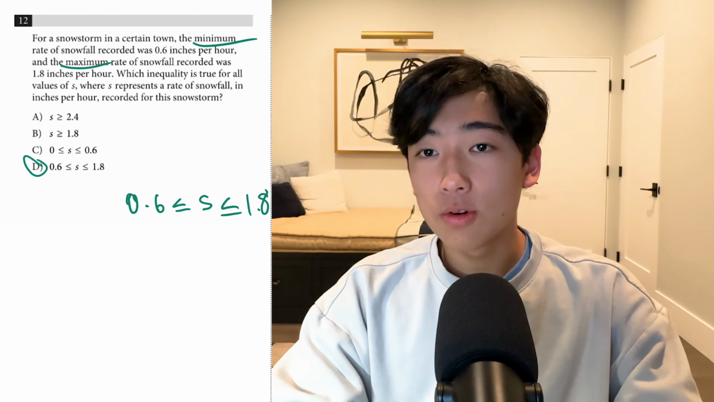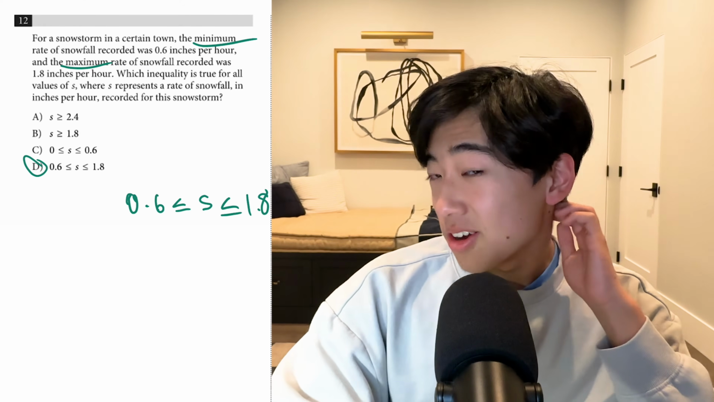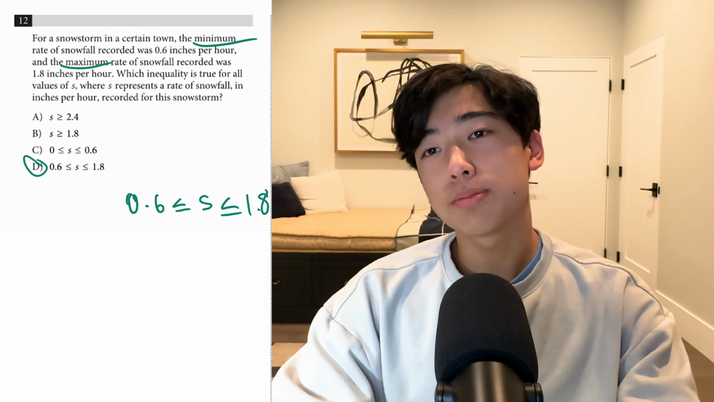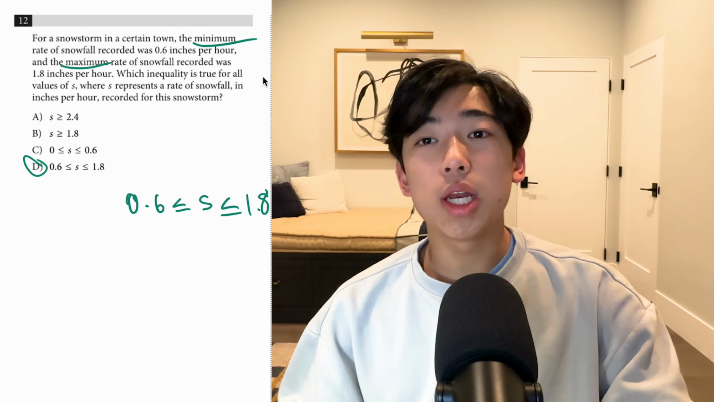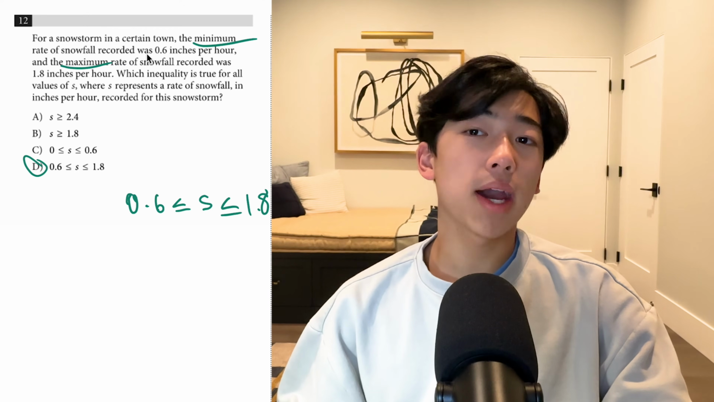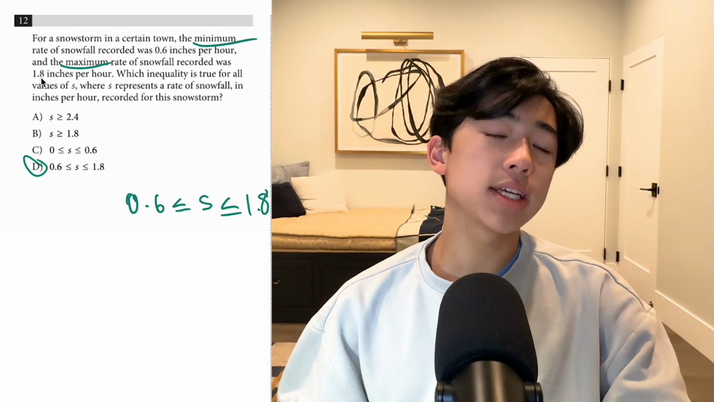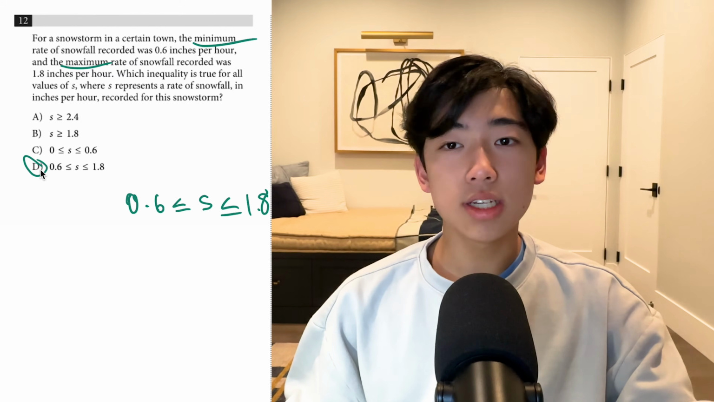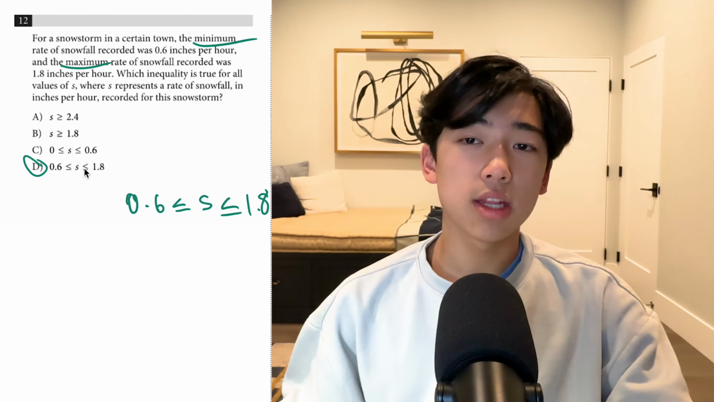Now on to number 12. It's asking what would be the interval where x lies. So it gives us the minimum amount, which is 0.6, and the maximum amount of 1.8, which means that x has to be between that. And so it's pretty obviously D, the minimum, in between, and then the maximum.